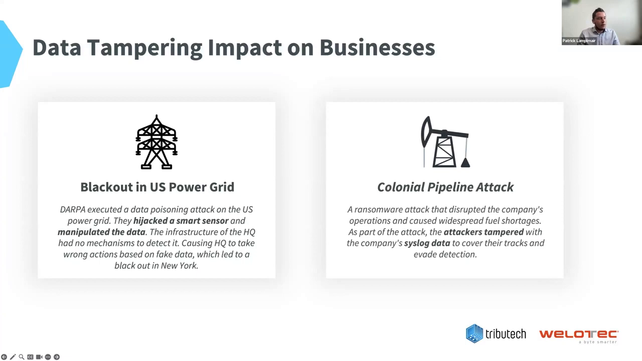And another example is the Colonial Pipeline attack, which was a ransomware attack that had a huge disruption on their operations and also a huge financial impact. One of the issues was that the attackers were also able to tamper with the company's syslog data, which prevented them from detecting early that they were affected by ransomware, which could have had a huge impact in detecting the attack earlier and preventing financial damage. So there, data tampering was also a huge issue.